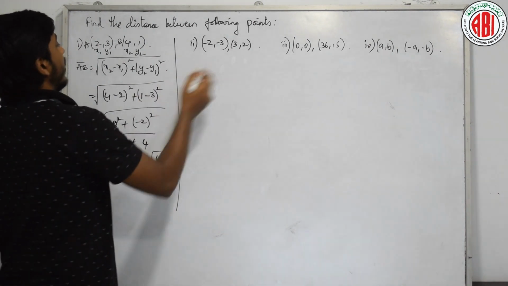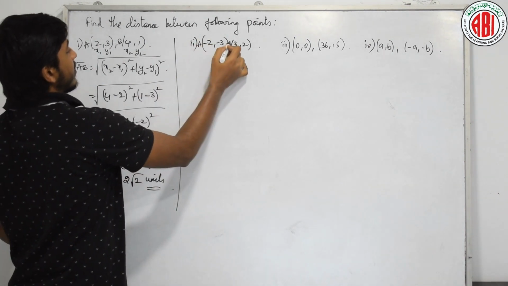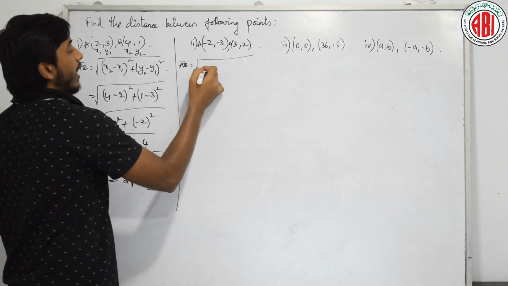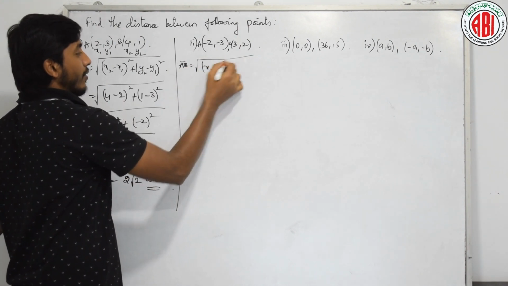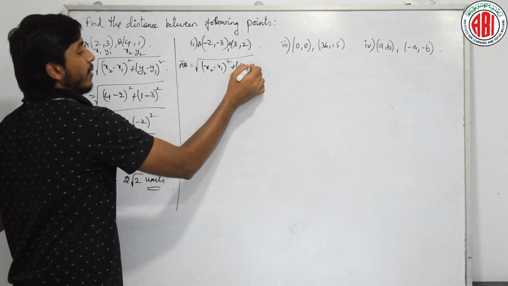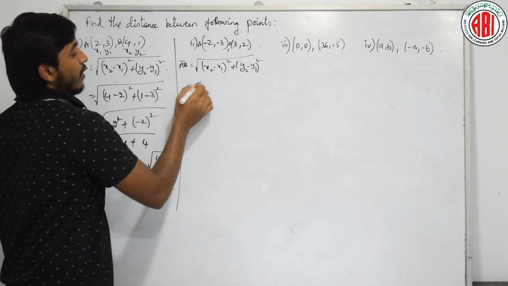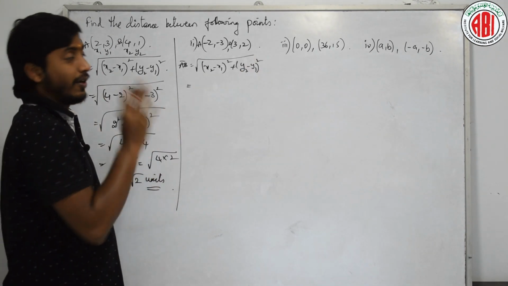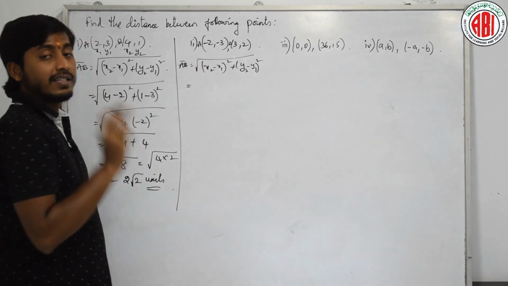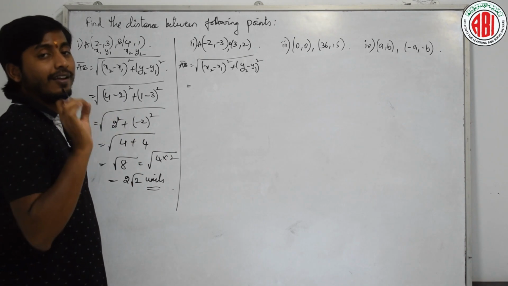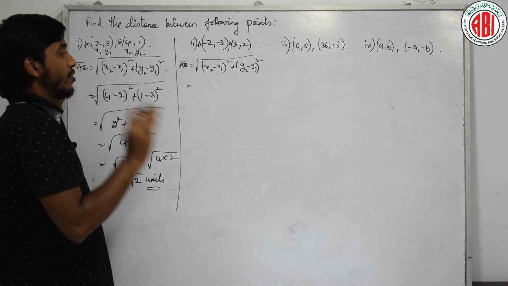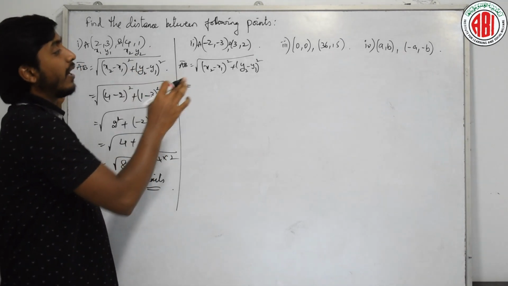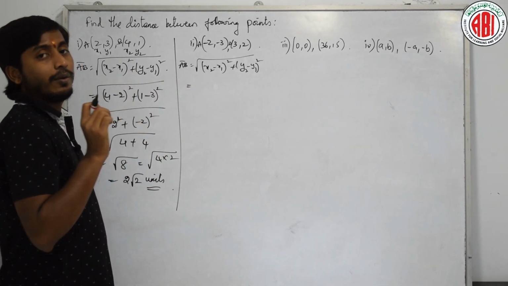See here. Let us assume again this as A and this as B. What's the formula of distance? Under root x2 minus x1 whole square plus y2 minus y1 whole square. By the end of this session I will be writing this formula in each and every problem, so better don't forget it. Just make sure that you know this formula. I will write it more and more times.